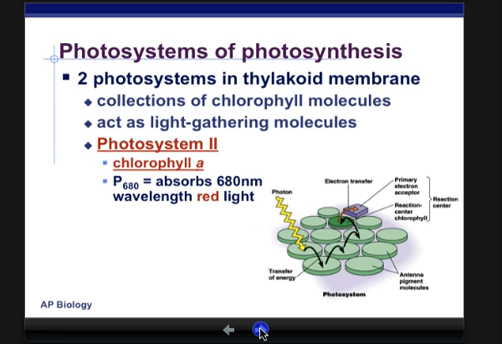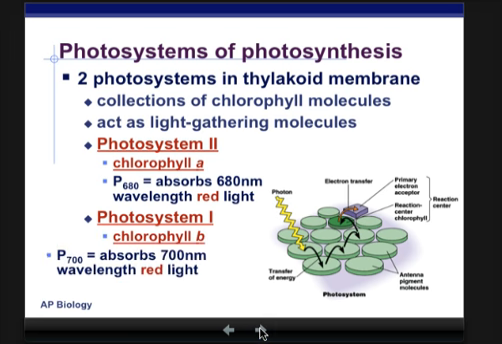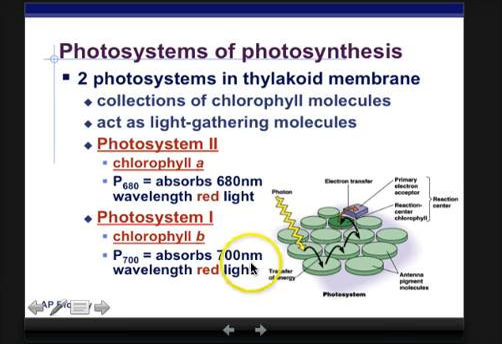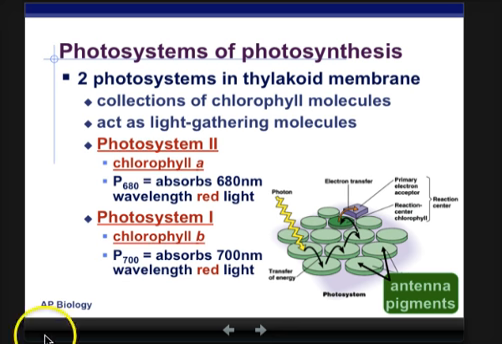And photosystem 1 has chlorophyll B, and it's P700, absorbing 700 nanometers wavelength of red light. So a slightly different part of the spectrum. Right, so the P is for photosystem. So these two photosystems just work a little bit differently. 680 nanometers versus 700 nanometers. So these are the two most important pigments that we're going to talk about.